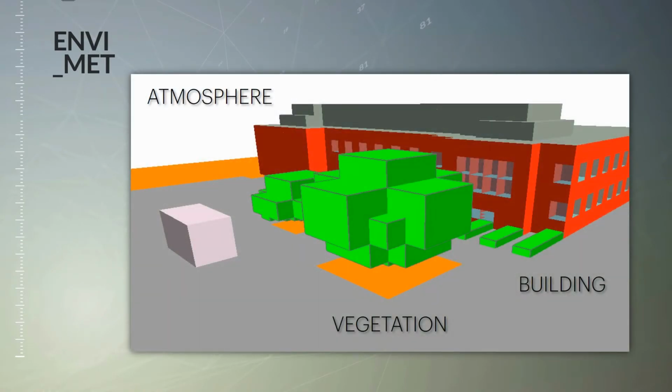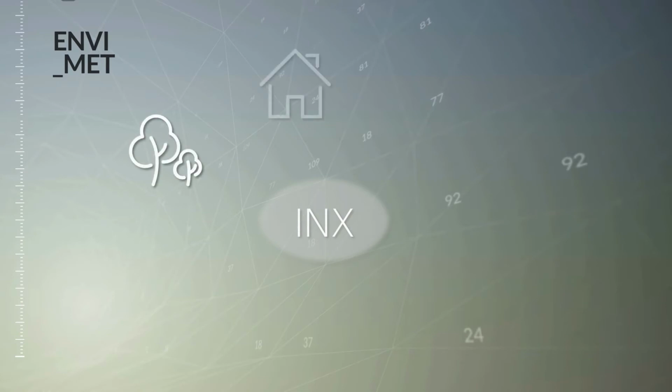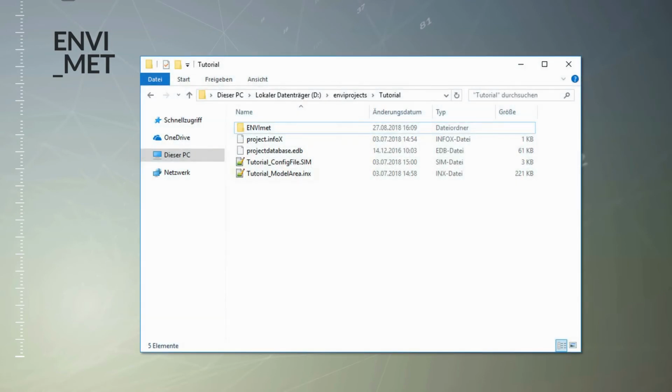Right at the beginning of the project wizard's dialog, you are going to be asked for an area input file. This is the INX file you have created in Spaces. It contains all the information about your model area, like vegetation, buildings, pollutants, and so on. In addition, the settings of the spatial resolution and the model rotation and location are also stored within.